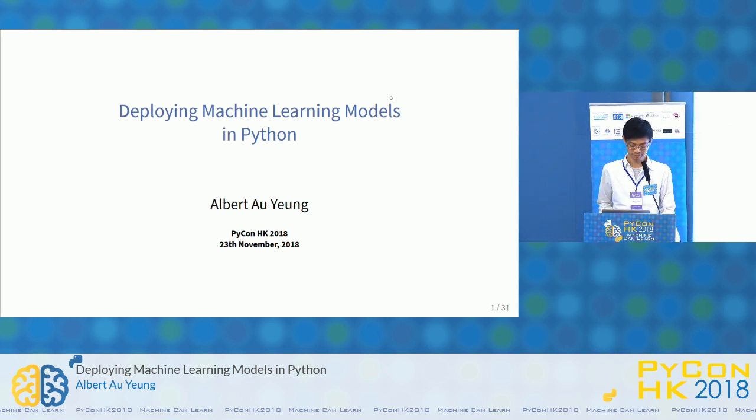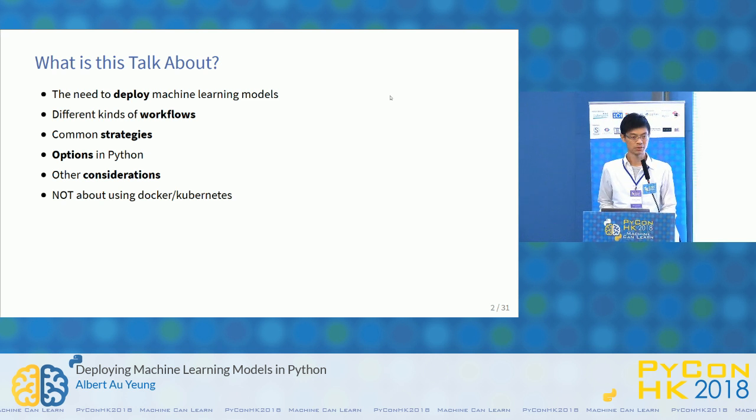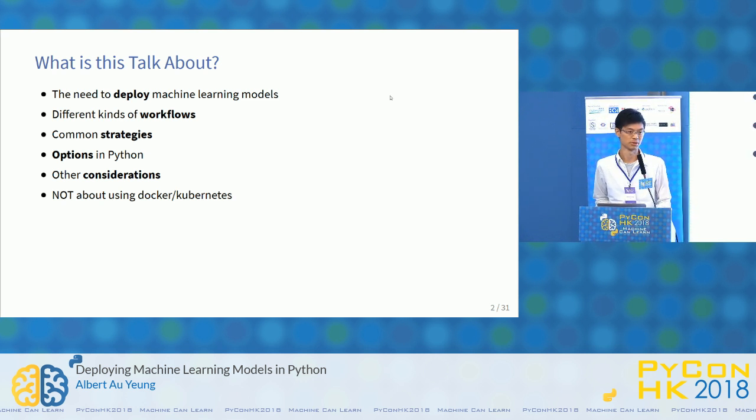So what is this talk about? First of all, we'll talk about the need to deploy machine learning models and what we mean by deploy. We'll also discuss different kinds of workflow in machine learning projects, and what the common strategies are to deploy machine learning models. And then, of course, we are in a PyCon, so we talk about how we can do that in Python, and some other considerations. But we will not talk about, for example, using Docker or Kubernetes, because those are more on the DevOps side, which is not my expertise. But anyway, I hope this would help some of you if you are working in the area of machine learning engineering.